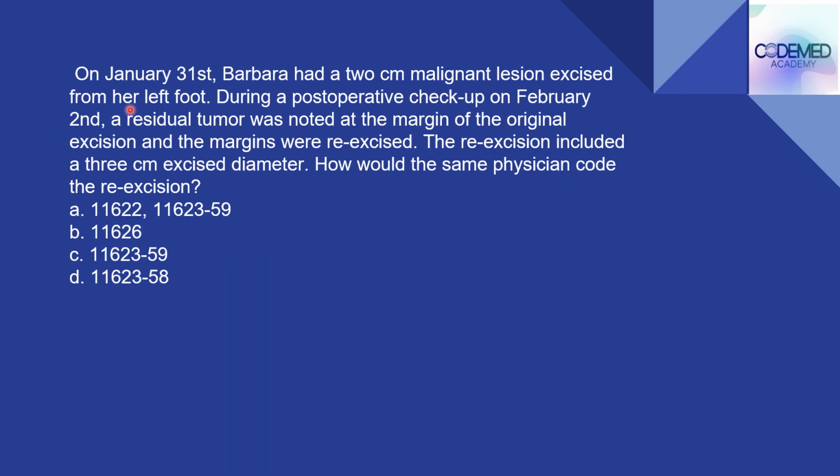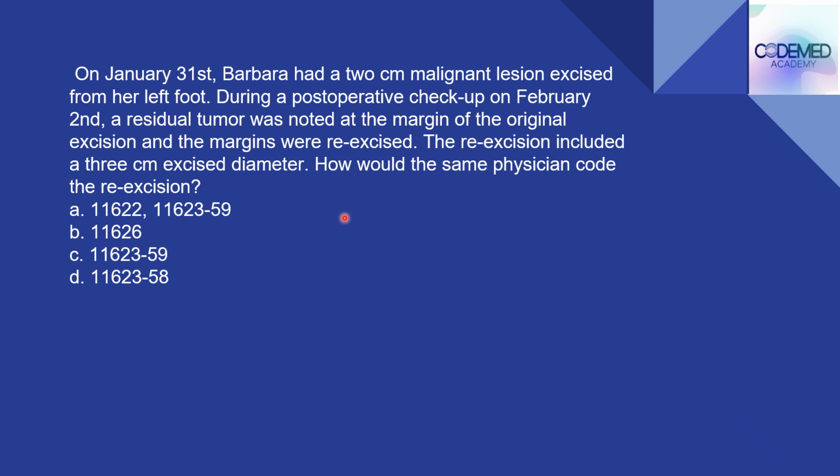So let us take the example. On January 31st, Barbara had a 2 centimeter malignant lesion excised from her left foot. During the post-operative checkup on February 2nd, a residual tumor was noted at the margin of the original excision, and the margins were re-excised. The re-excision included a 3 centimeter excised diameter. How would the same physician code the re-excision? So what has happened? Initially the malignant lesion was excised, and during the post-op checkup they realized some more of the malignant margins were there, so they had to do the re-excision.